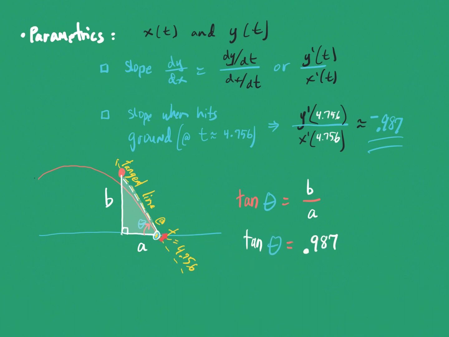In other words, while the slope of the tangent line of this red curve is negative, the tangent of this angle is positive. And they're opposites of each other, so there it is. And now when we do inverse tangent, we get the angle theta, about 0.779 radians.